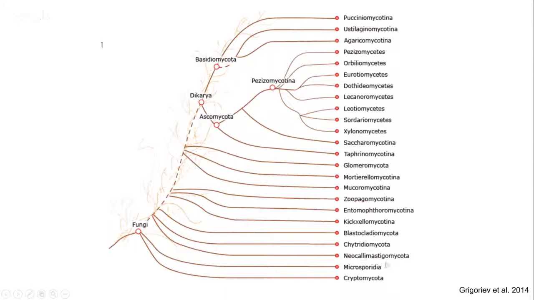And also, at the beginning, it took people a long time to accept that these are fungi, because for a long time, people didn't think that fungi could be obligate anaerobes.